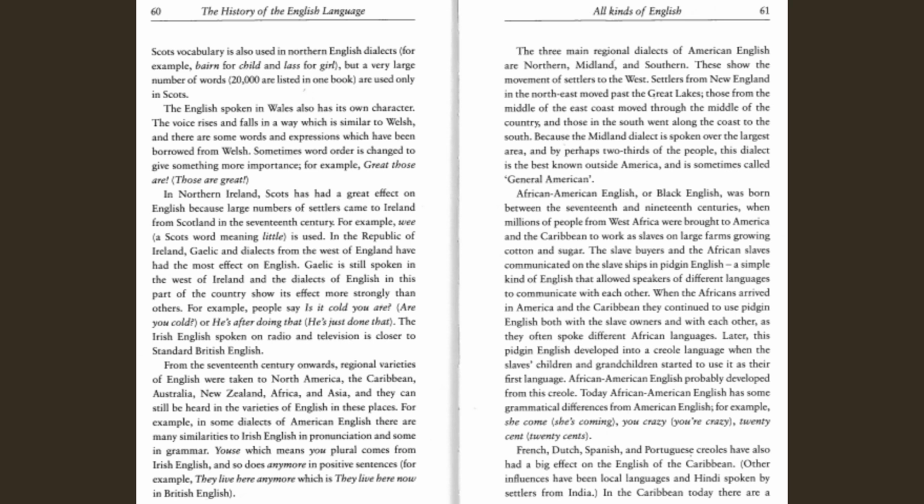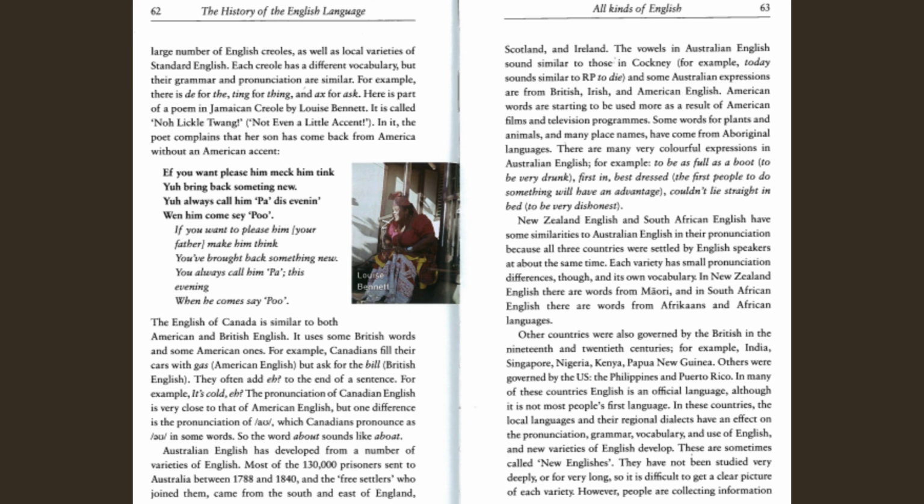French, Dutch, Spanish and Portuguese Creoles have also had a big effect on the English of the Caribbean. Other influences have been local languages and Hindi spoken by settlers from India. In the Caribbean today, there are a large number of English Creoles, as well as local varieties of Standard English. Each Creole has a different vocabulary, but their grammar and pronunciation are similar. For example, there is "de" for the, "ting" for thing, and "ax" for ask.